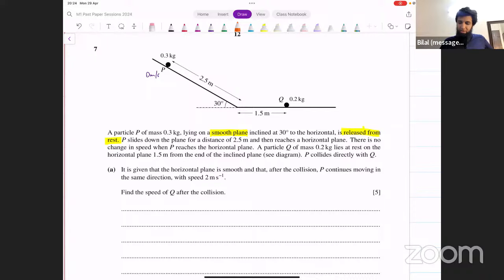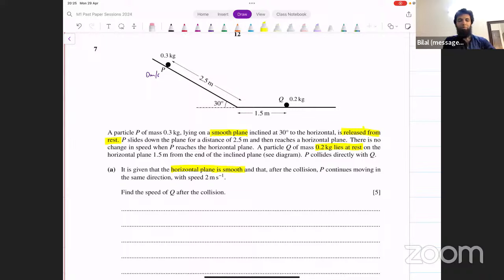A particle Q of mass 0.2 kilograms lies at rest 1.5 meters from the end of the inclined plane on the horizontal plane. P collides directly with Q. You've got this distance given in the diagram as well. It's given that the horizontal plane is smooth, and that after the collision, P continues moving in the same direction with speed 2 meters per second. Find the speed of Q after this collision.